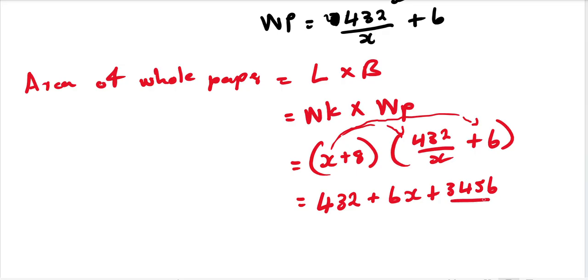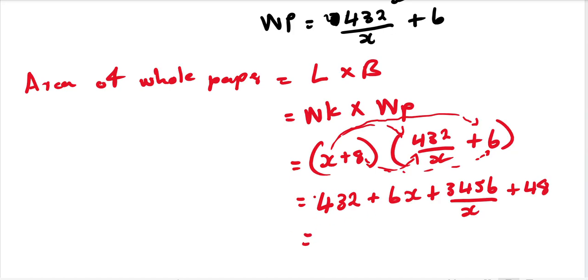3456 all over x. Then you say 8. At first we say 8 multiplied by this. We got this. Now we say 8 multiplied by 6. We know that 8 multiplied by 6 is 48. So we are going to write plus 48. So now this is our area.